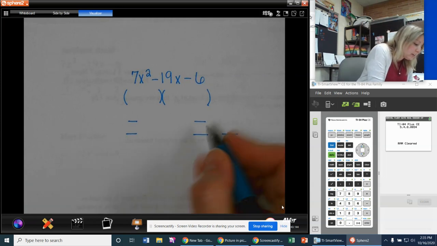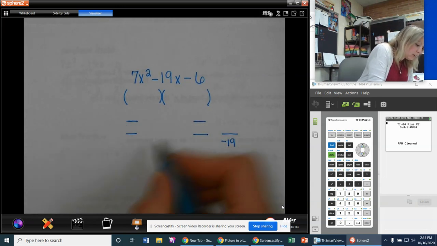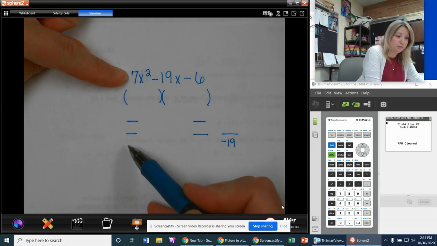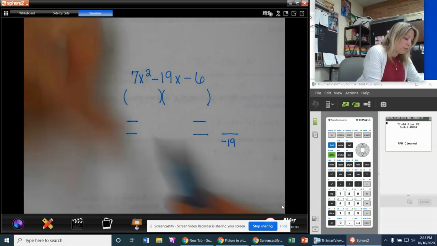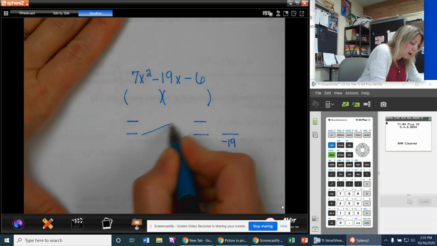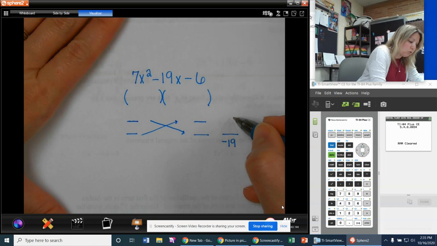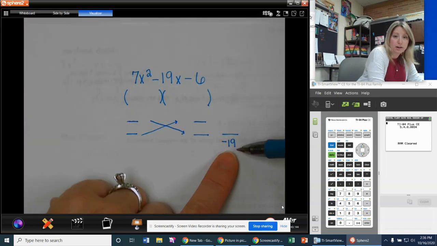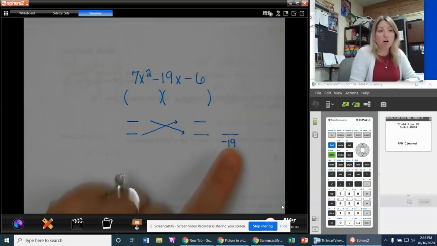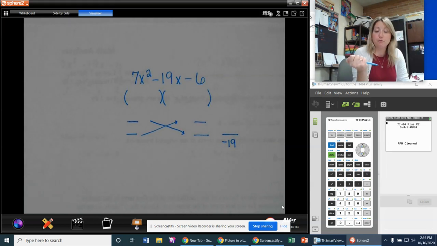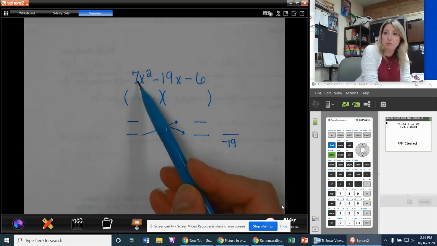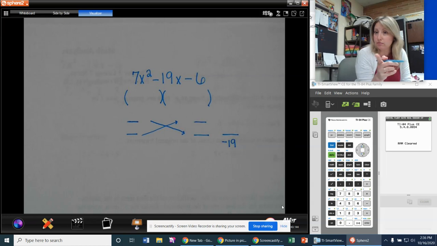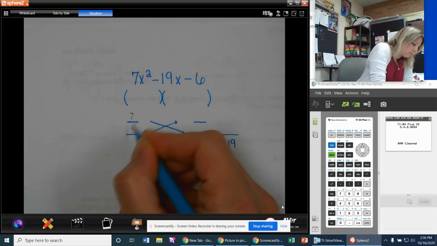Because the next thing I do is I think about what's going to multiply to give me 7, what's going to multiply to give me 6, and how will those things cross multiply correctly to give me two numbers that add or subtract to a negative 19. And that is an awful lot of stuff to have to consider. So let's start small and just consider two numbers that multiply together to give me 7. 7's prime. You only got 7 and 1.